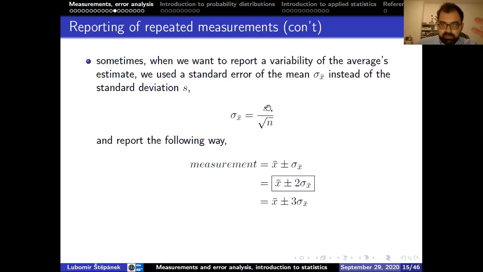But you can see that the larger the number of my measurements, the lower the standard error of the mean. In other words, the more precise my estimate of the average of my sample or my readings, because the larger the number here, the lower the whole fraction. So the lower the standard error of the mean, the more precise the estimate of my mean.